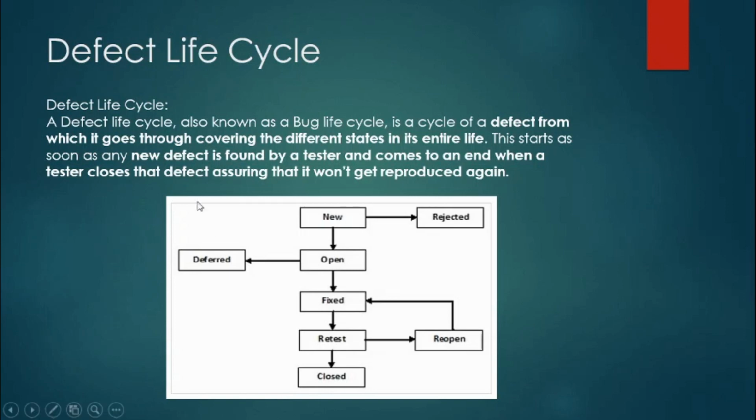So you can see in this diagram that the status starts with new. Once a defect is found, its status is new, then it changes to open, fixed, retest, closed. If it is not fixed, then it is reopened, then again brought to retest. Sometimes the status is changed to deferred, also rejected, duplicate. Many statuses are there. We will discuss them in the upcoming slides.